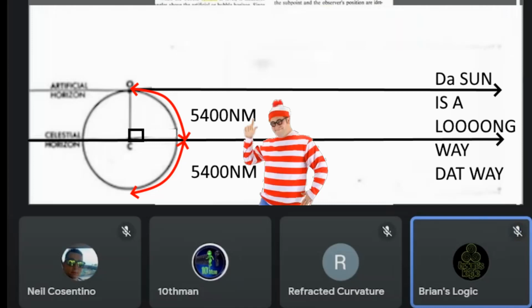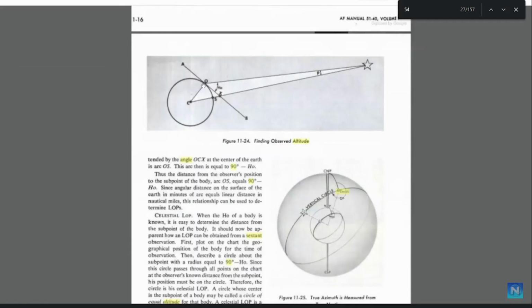5,400 nautical miles is 1/4 of the circumference, as 10thMan incredulously informs us. Nathan is treading very carefully here. Not because, as he claims, I don't want to undermine 10thMan. We all know Nathan would throw his best friend under the bus. That you're able to see with no curvature blocking something.